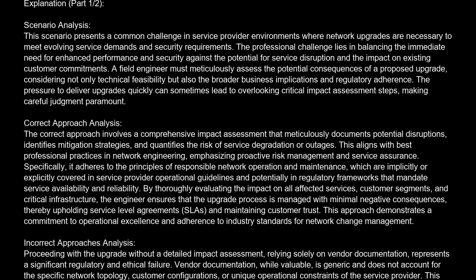By thoroughly evaluating the impact on all affected services, customer segments, and critical infrastructure, the engineer ensures that the upgrade process is managed with minimal negative consequences, thereby upholding service-level agreements, SLAs, and maintaining customer trust. This approach demonstrates a commitment to operational excellence and adherence to industry standards for network change management.